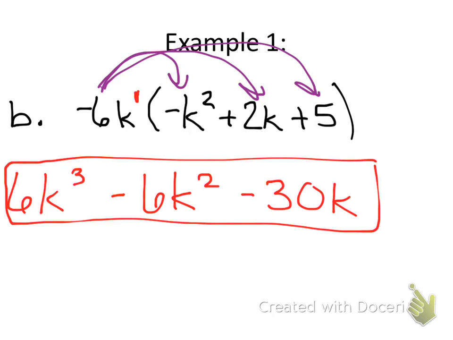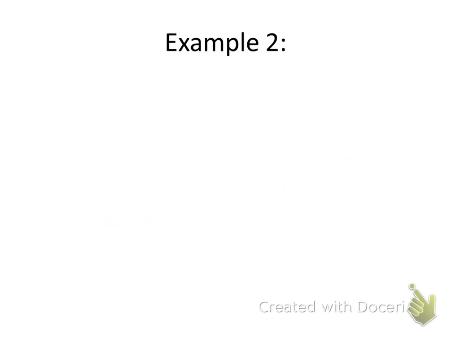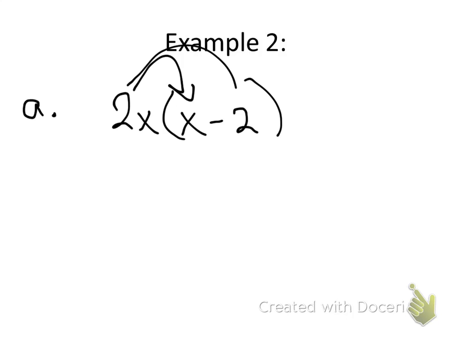All right, now in example 2, they're using algebra blocks. We're not going to do that, but I do want to go ahead and work this. Again, similar concept, 2x times x minus 2. Okay, multiply everything in parentheses, and you end up with 2x squared minus 4.